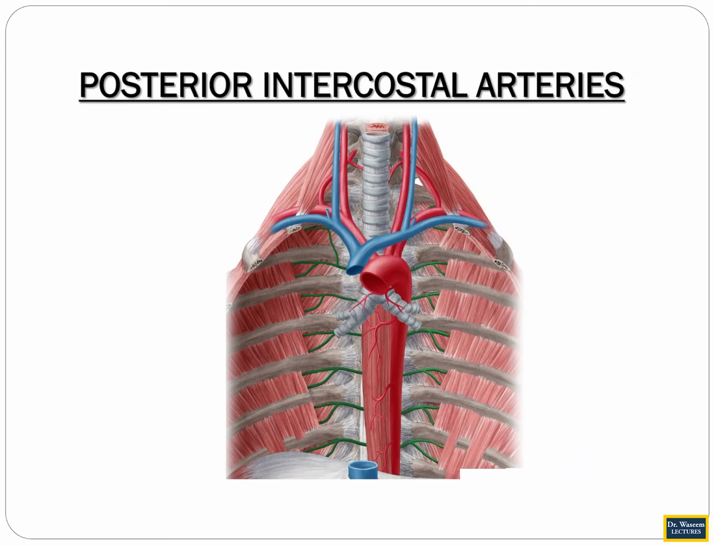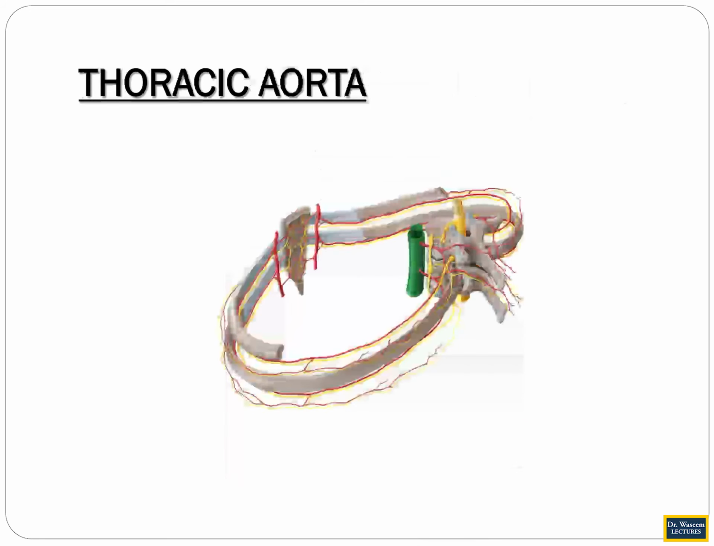So you can see here the descending aorta is supplying bilaterally the 3rd, 4th, 5th, 6th, 7th, 8th, 9th, 10th, 11th, because the 12th is the subcostal, and the subcostal will also surely be supplied by the aorta itself. So the posterior intercostal arteries will be like here. You can see this is the aorta, green color, and the aorta is now giving the posterior intercostal arteries.